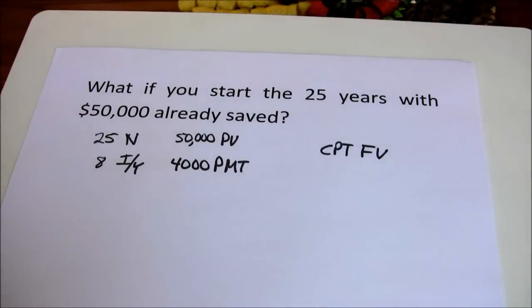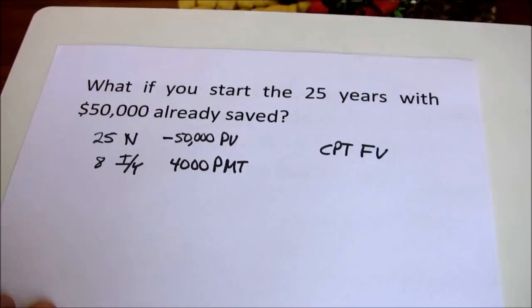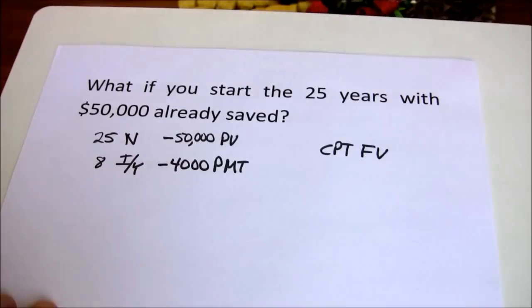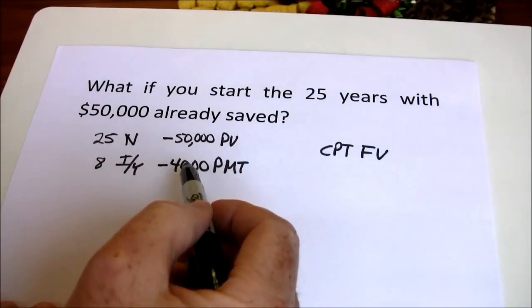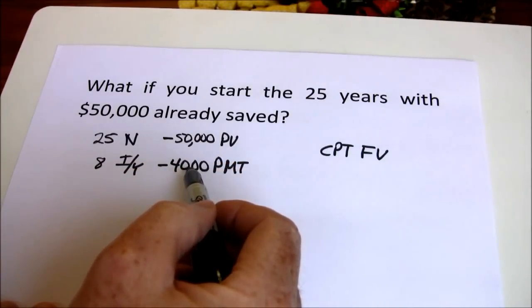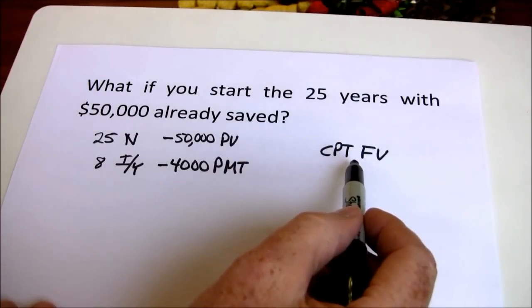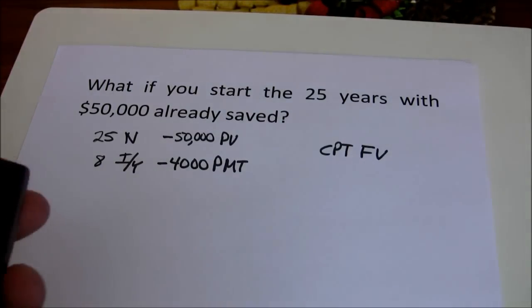If you have saved $50,000 today, you've given up that money. So it's going to be a cash outflow and you want to make it negative. You're also going to be giving up $4,000 per year. So we're going to make that negative. Now when we solve for this, since we gave these values up now, we're going to get back a certain amount at the end. So our answer is going to be positive this time. So let's go to our calculator.